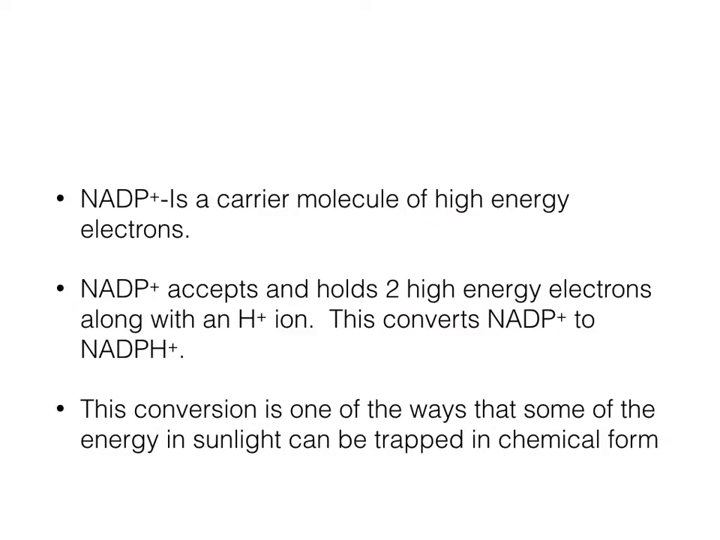Now, NADP is a carrier molecule of high-energy electrons. So what NADP is going to do is it's going to accept and hold two high-energy electrons along with an H+ ion. This converts NADP to NADPH. This conversion is one of the ways that some of the energy of sunlight can be trapped in chemical form. So these electrons are going to be energized using the sun's energy, and they are going to be used to help power the light-independent reaction.